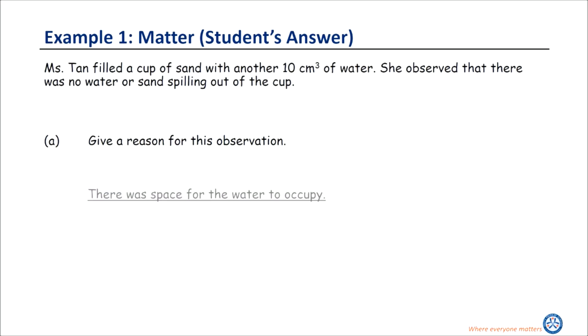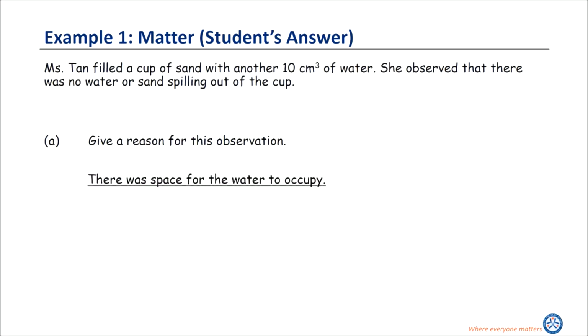The student writes, there was space for the water to occupy. Now, in this case, the student is showing an understanding of the fact that water occupies space. But it does not link back to the question or does not give a conclusion to why no water or sand is spilling out of the cup. So basically C2 and C3 are missing, and therefore the student will not get marks.